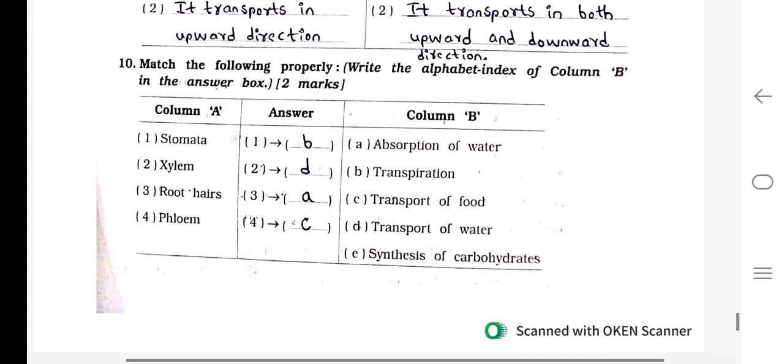Question number 10. Match the following properly. Number 1, stomata. Answer is B, transpiration. Number 2, xylem. Answer is D, transport of water. Number 3, root hairs. Answer is A, absorption of water. Number 4, phloem. Answer is C, transport of food.